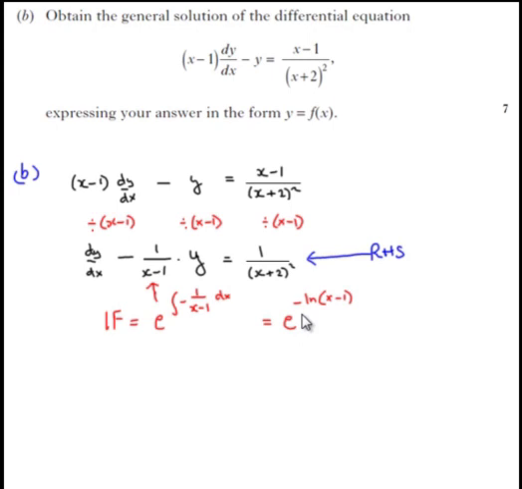So this is e to the negative log of x minus 1. This negative is a negative 1, and by the third law of logs this can be taken in and made a power. So this then becomes e to the log of x minus 1 to the power minus 1. Now since e and log are inverse functions, the answer to this is just x minus 1 to the minus 1. The integrating factor is x minus 1 to the power minus 1, or 1 over x minus 1.